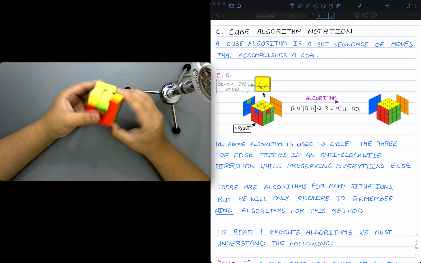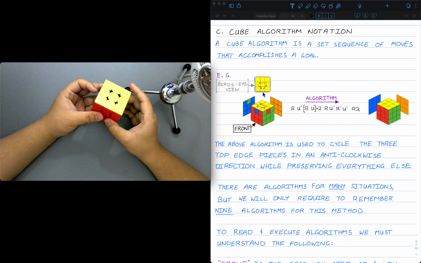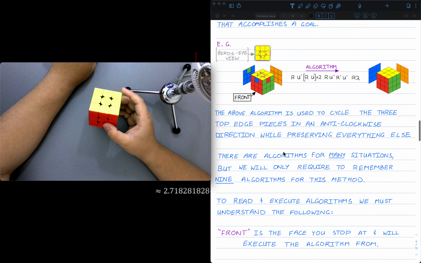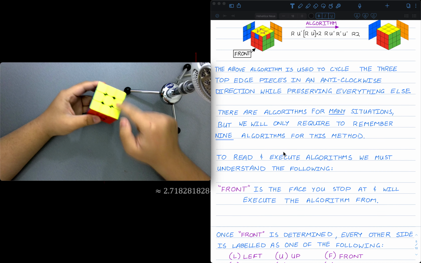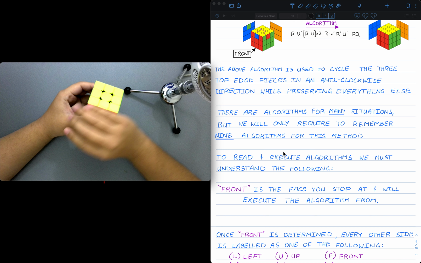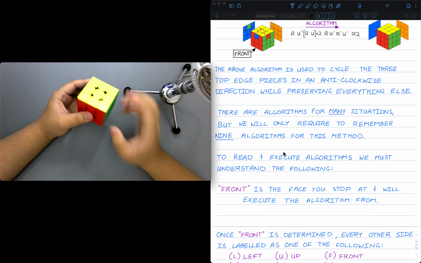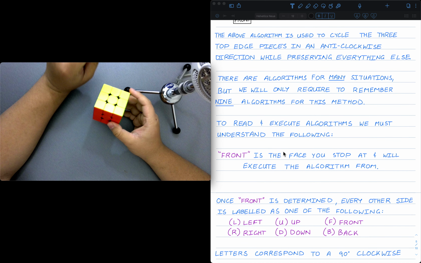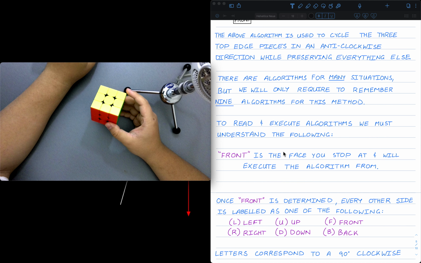And that's the algorithm. So if I do it, it does exactly what I think it does. So the above algorithm is used to cycle the three top edges in an anti-clockwise direction while preserving everything else, meaning everything else stays the same. So there are algorithms for many situations, but we will only require to remember 9 algorithms for this method.